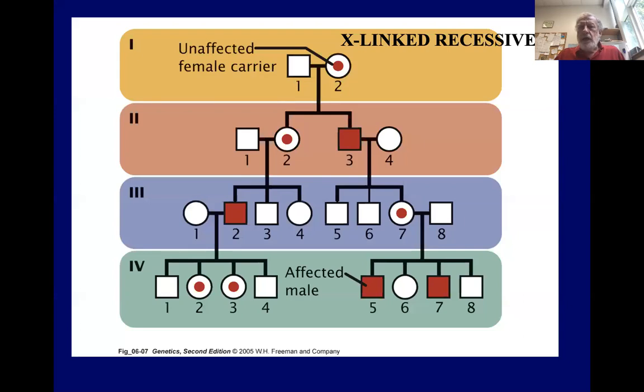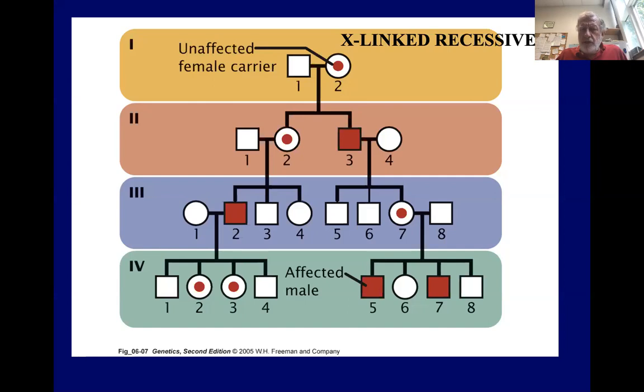So here is a pedigree of an X-linked recessive disorder. We see in generation 1, mom there is a carrier. That means she's heterozygous. So their first daughter, person number 2 in generation 2, is a carrier, and then their son is affected with it.